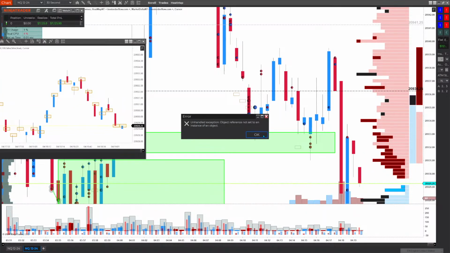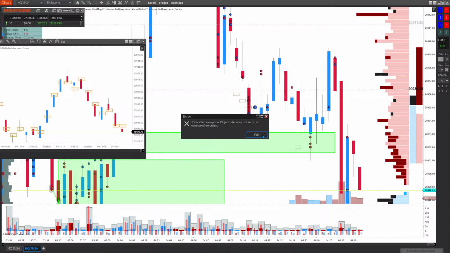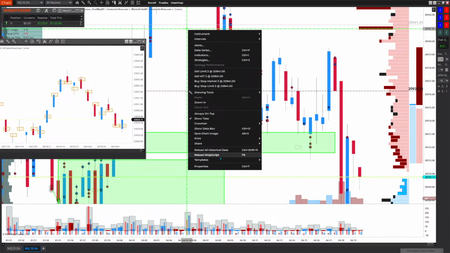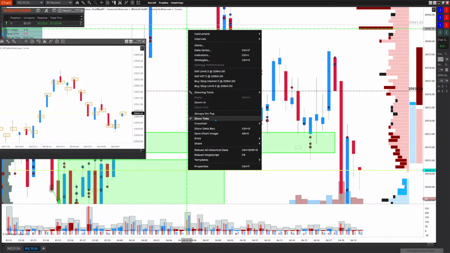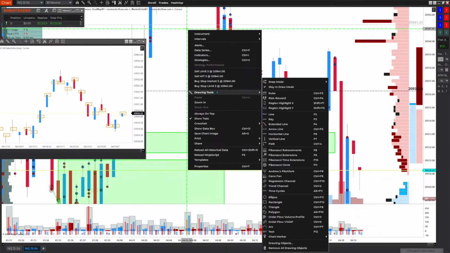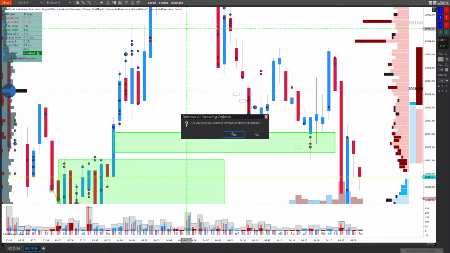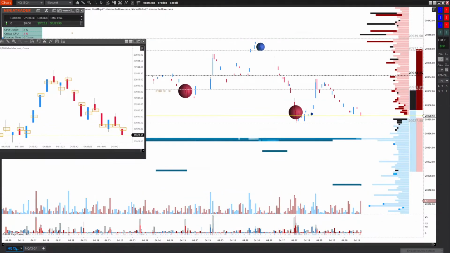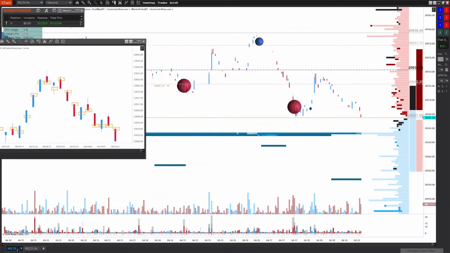Let me go and delete some drawing objects. Okay, right click, and where are the drawing objects? Show tabs, blah, blah, blah. Where is the drawing object? Drawing tools, and remove all drawing objects. Here we go. Okay, nice, and let me do it over here as well.